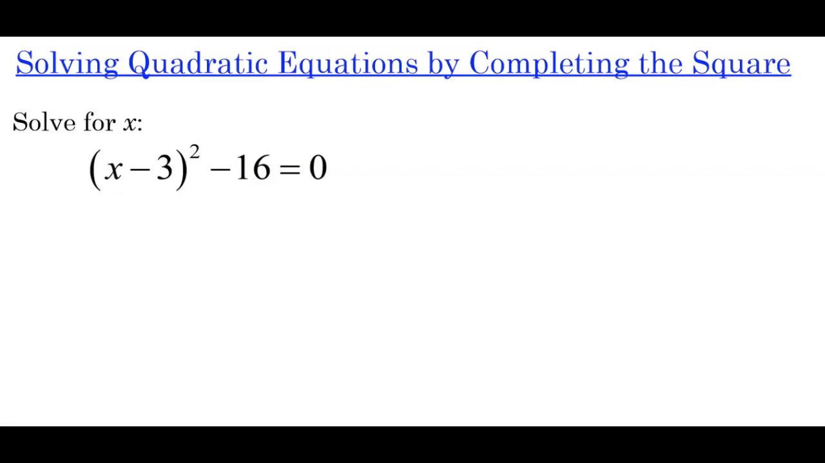Hey everyone, in this video we're going to learn how to solve quadratic equations by completing the square. Before getting into this video, make sure you're confident on completing the square and solving absolute value equations, as we're going to tie those two concepts together. To start us off, solve for x, and the equation is (x - 3)² - 16 = 0.